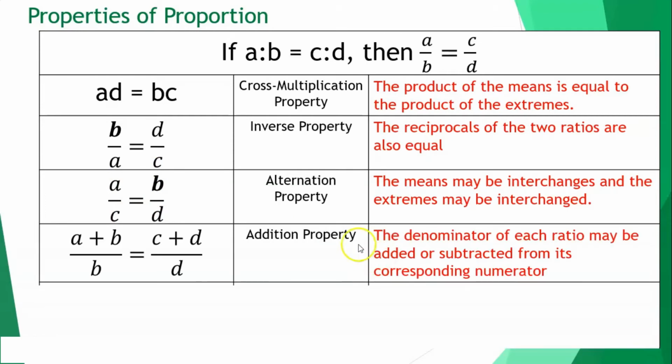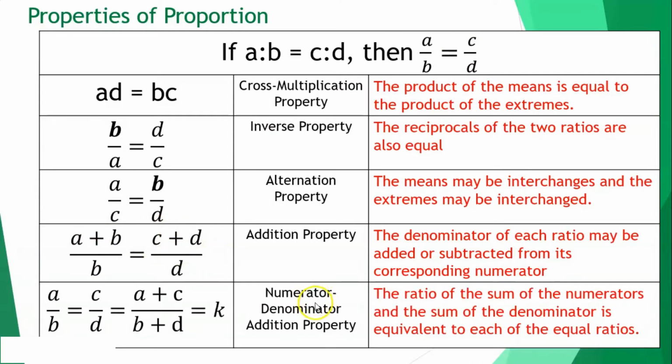Next, we have here the addition property. So the denominator of each ratio may be added to or subtracted from its corresponding numerator. So again, originally we have A over B is equal to C over D. So we can have it as A plus B over B. It is just the same with C plus D over D.